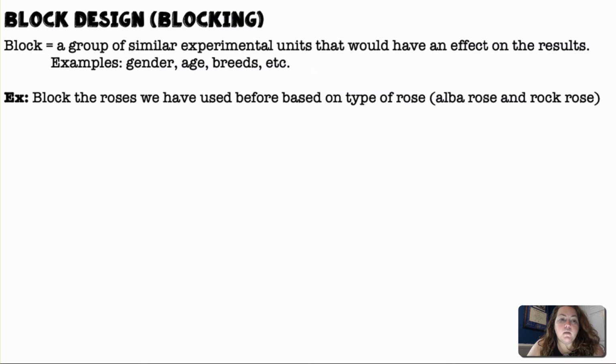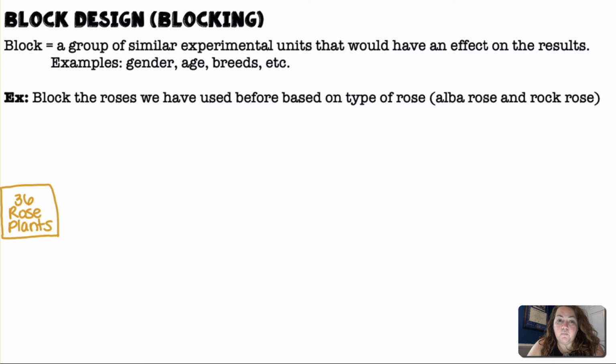All right. Block design, or blocking. A block is a group of similar experimental units that would have an effect on the results. So maybe gender, age, breed, etc. So block the roses we have used before based on type of rose. So Alba rose and a rock rose.